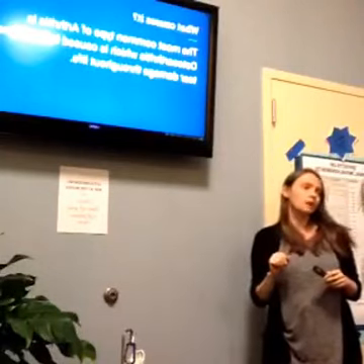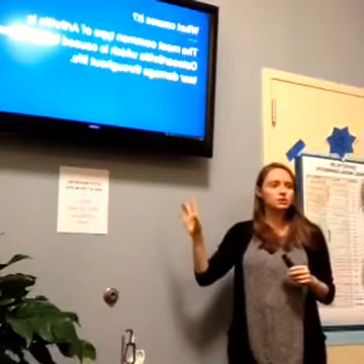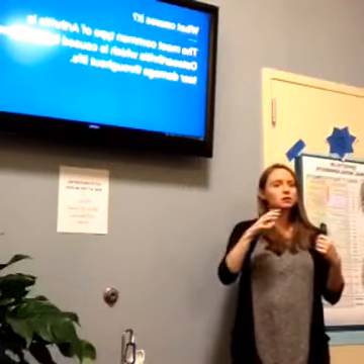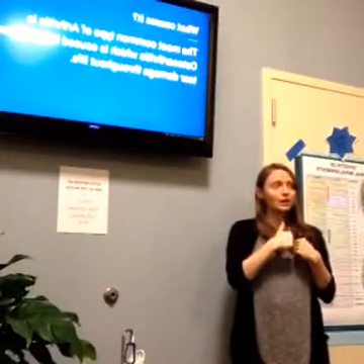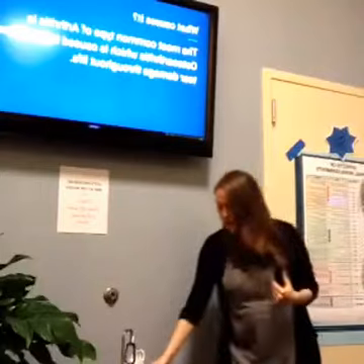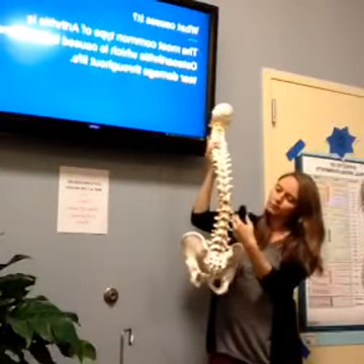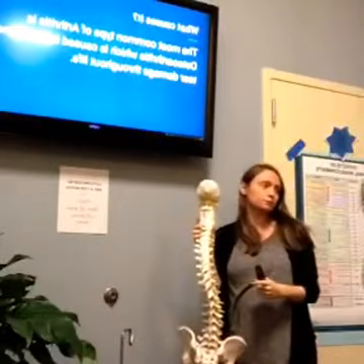But this is the most common type, also known as degenerative joint disease. So when you have degenerative joint disease or osteoarthritis, you're going to have impacts on the hard bone and the soft tissue of the joint, so the cartilage. If you're talking about the spine, it's going to impact the joints of the spine, back here, and the discs in between.